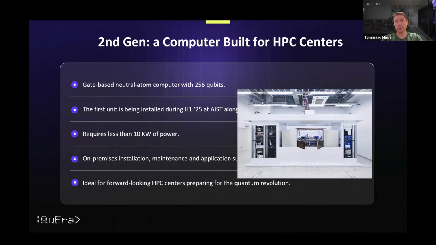A picture of the machine in its current form is represented here in the picture on the right, and as you see, it is made of a number of racks that represent the classical control to the quantum processing unit, or QPU, which is sitting in the middle of the device.